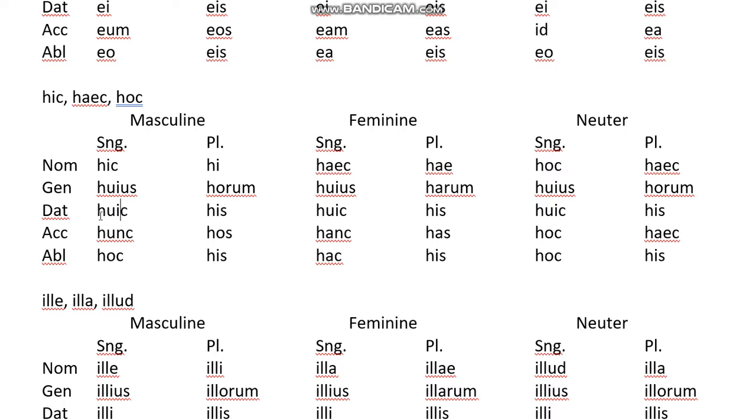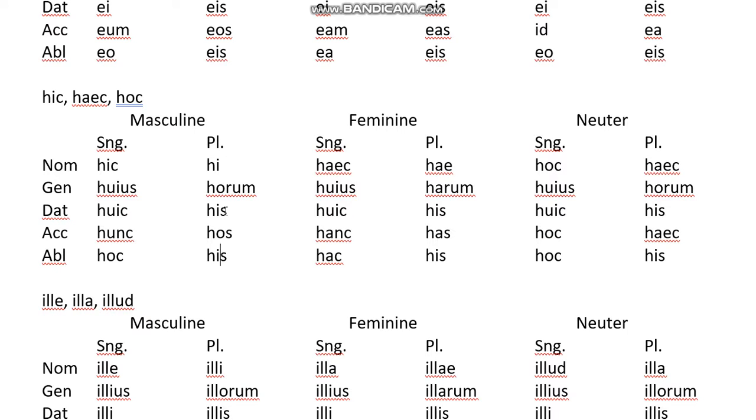With hic, haec, hoc, the word is a little weird because it has huic. Similarly, hic, haec, hoc is weird because it has hunc, hanc, hoc, and a whole bunch of different weird endings in the singular forms. However, even a weird one like hic, haec, hoc has basically the same normal plural endings.